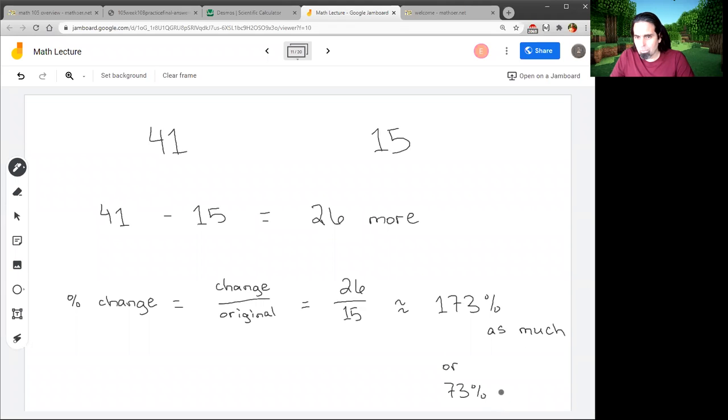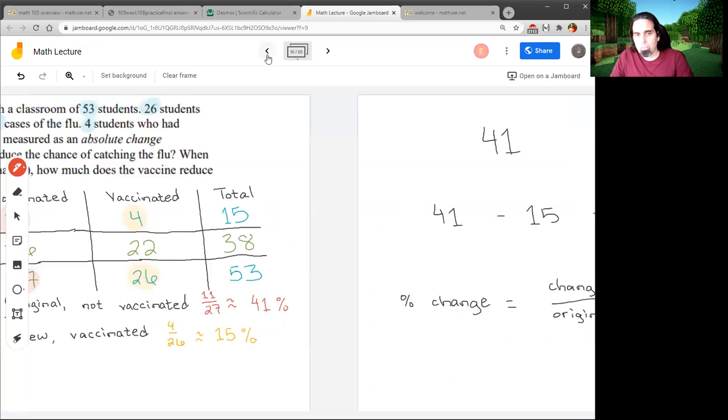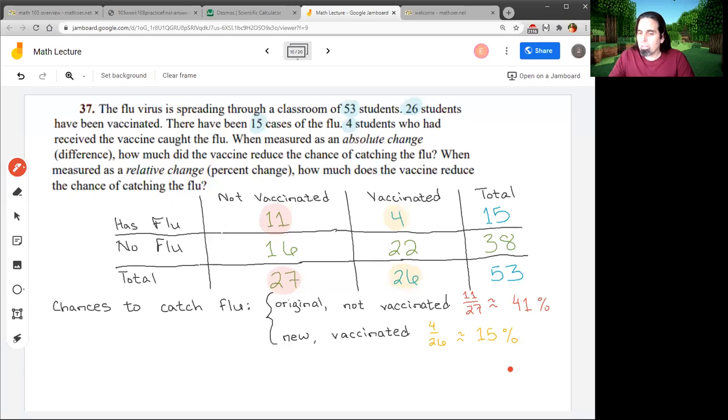So this was our original, our basis for comparison. On the bottom. So that's two ways of thinking. I could also do 41 divided by 15, but that's going to be even more confusing. So we're going to do the same thing with these two numbers.